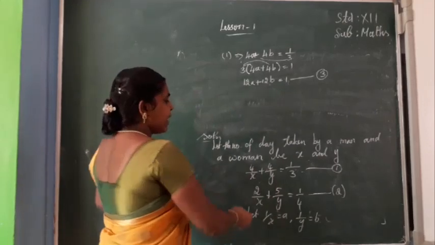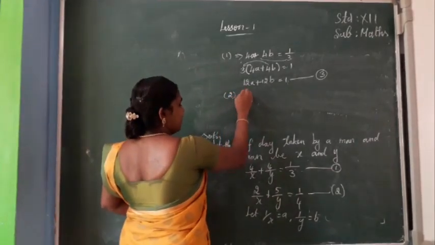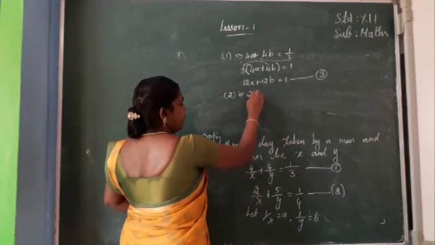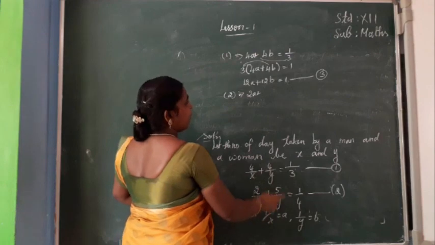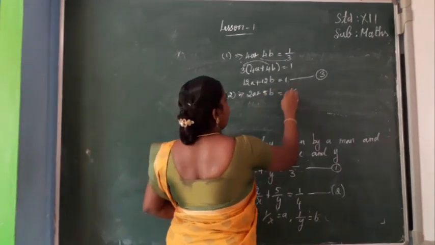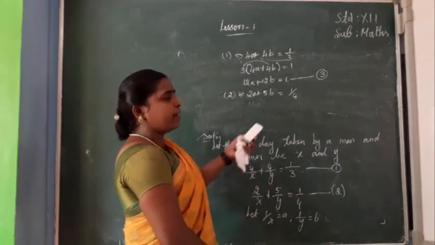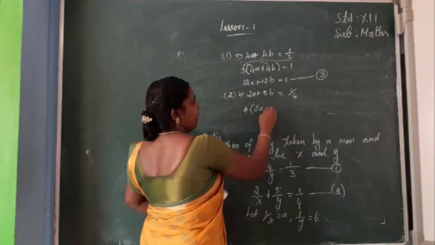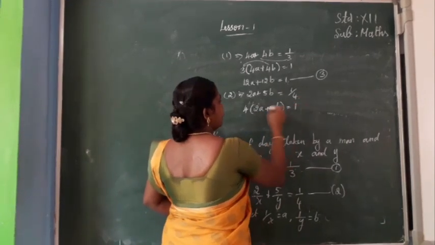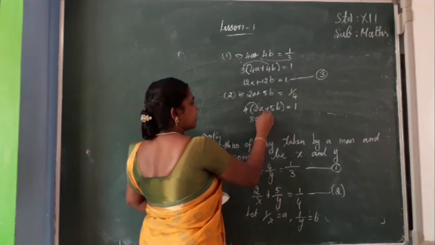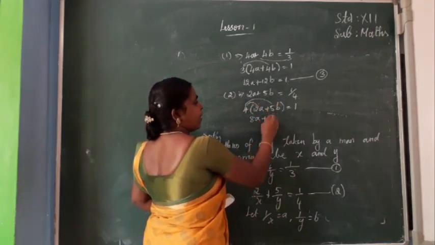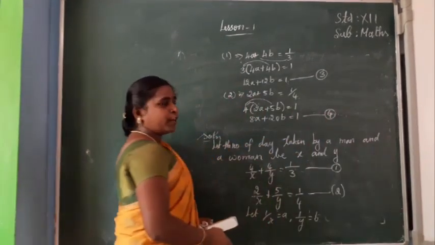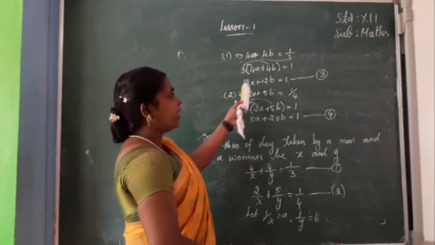Now take the second equation. Instead of 1 by x you say a, so what do you get? 2a plus, 1 by y means b, so 5b equal to 1 by 4. Again the right hand side is in fractional form, so you take the 4 to the left hand side. 4 into (2a plus 5b) equal to 1. Now 4 2s are 8, so 8a, 4 5s are 20, so 20b equal to 1. This is equation 4. Now we got two new equations 3 and 4 with variables a and b.